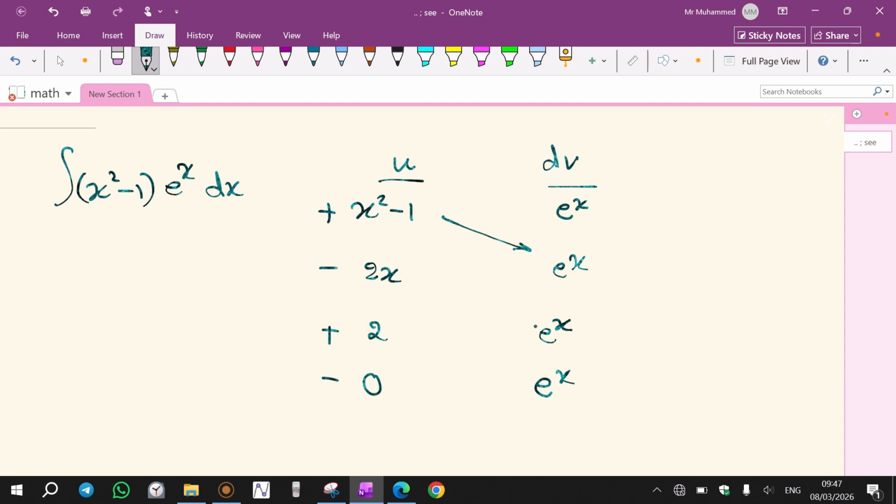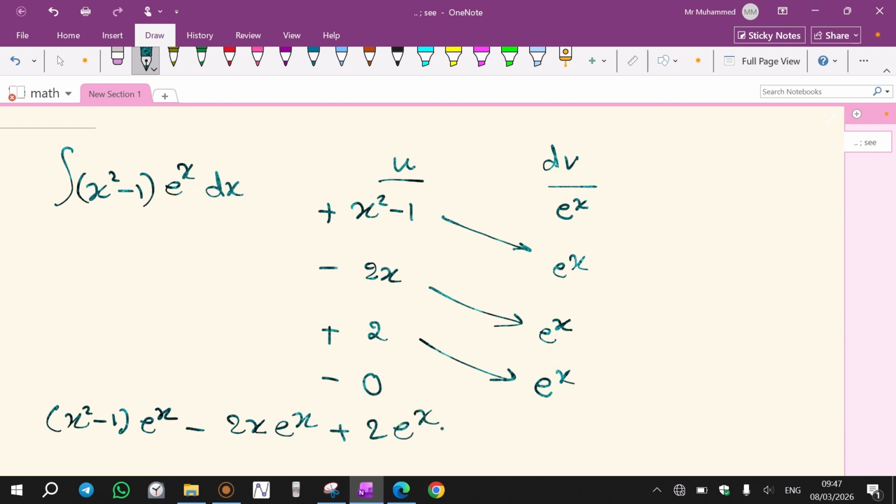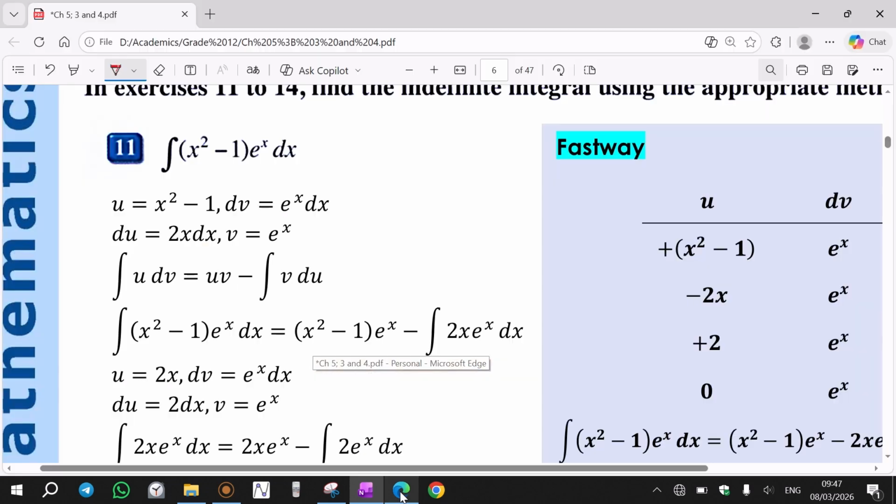Multiply diagonally. The answer will be (x squared minus 1) e^x minus 2x e^x, and finally plus 2e^x. And there is always plus c. This is the answer to question 11.